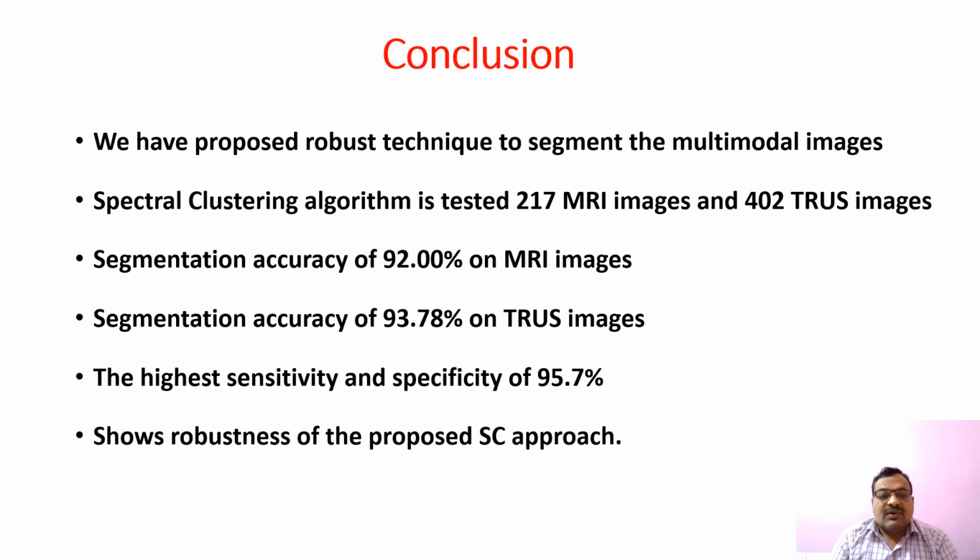At the last, I want to explain the conclusion. We have proposed a robust technique to segment the multimodal images. The spectral clustering algorithm is tested on 217 MRI images and 402 truth images. Segmentation accuracy is 92% on MRI images and 93.78% on truth images, with the highest sensitivity and specificity of 95.7. This shows the robustness of the proposed spectral clustering approach.